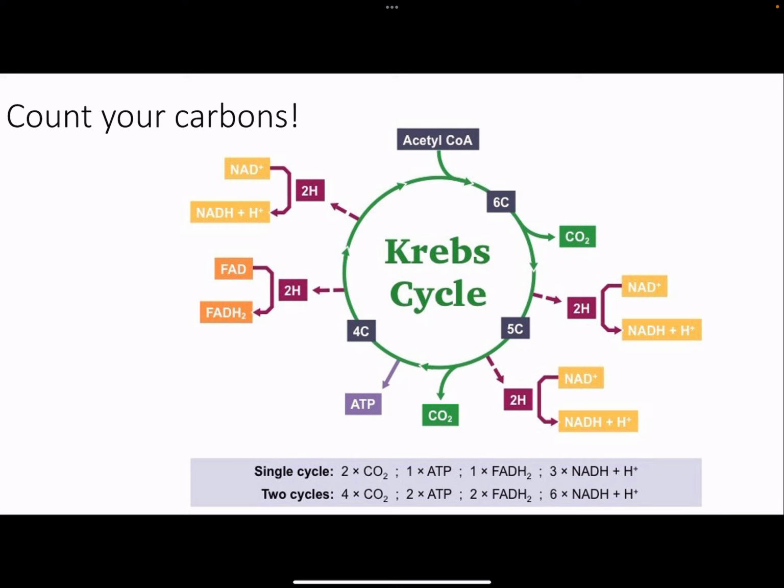Make sure to count the carbons, right? This is 2. This is 4. 2 plus 4 is 6. We isomerize to isocitrate. Isocitrate dehydrogenase knocks off the first one. Alpha ketoglutarate dehydrogenase knocks off the second one. And now we're good. Now we're just 4 carbons, and it's 4 carbons the rest of the way through. Anytime you see a dehydrogenase, you're making an NADH, except the one time they make an FADH2.